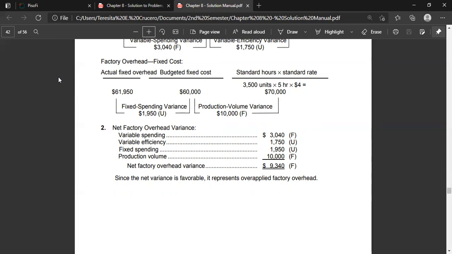Production volume total is 3,500 times 5 times 4. Okay, so you get 70,000. So the variances are 1,950 and 10,000. Okay, next we have the net factory overhead variance, variable spending.